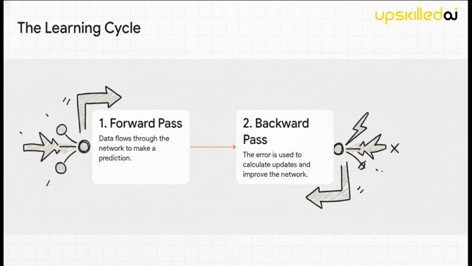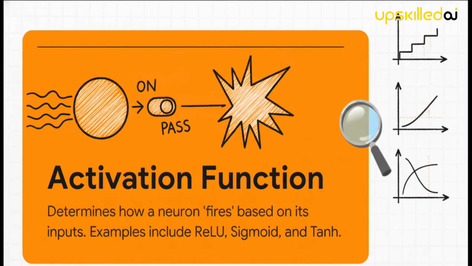Then comes step 2, the backward pass. This is where the real learning happens. The error from that guess is sent backwards through the entire network. It's like a wave of feedback telling every single connection how to adjust itself to do a little bit better next time.